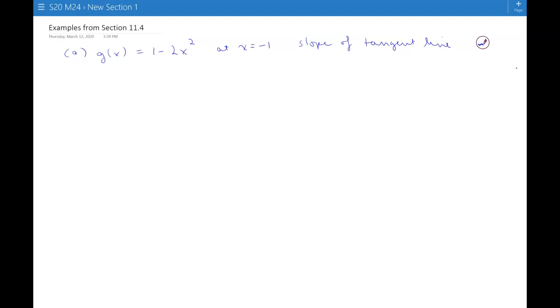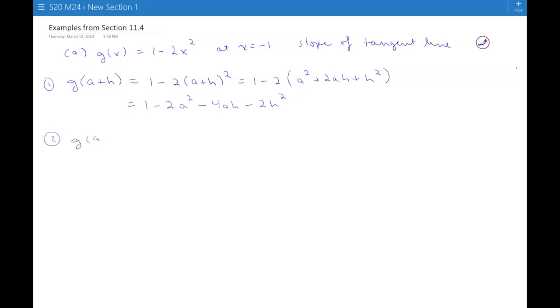So this is a multi-step process. You can combine some steps if you're confident and comfortable doing that. I'm going to do it step by step. So I need g of a plus h. I put a plus h everywhere x is. So that's going to be 1 minus 2 times a squared plus 2ah plus h squared, because we've done this a lot of times now. And then we're going to distribute the -2, so 1 minus 2a squared minus 4ah minus 2h squared. So that's step 1.